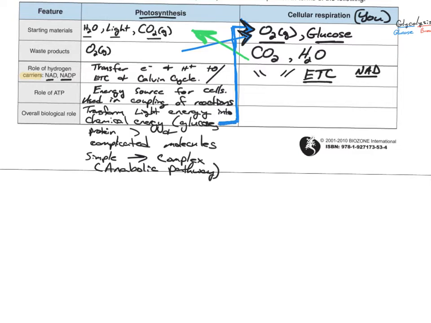All right, well, what's next? The role of ATP. What does ATP do? Same thing, right? It's used to run metabolism. Whether it's catabolism or anabolism, it doesn't matter.